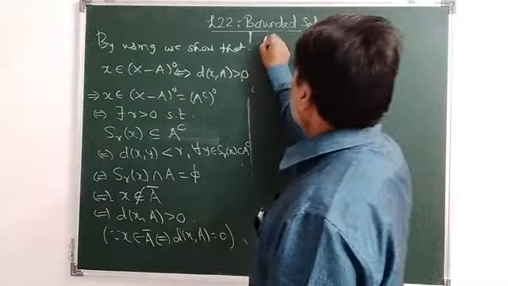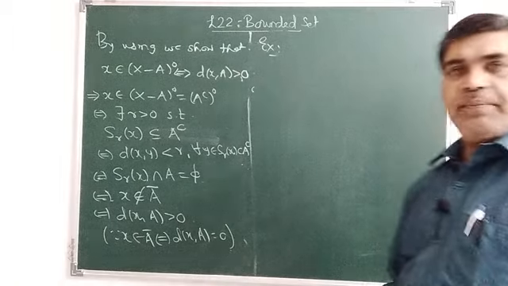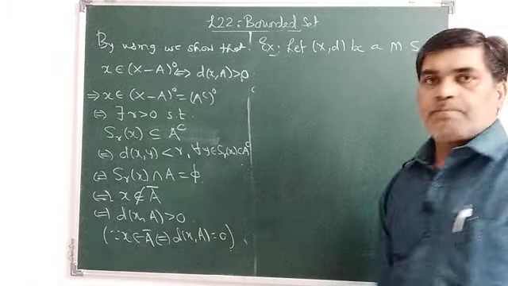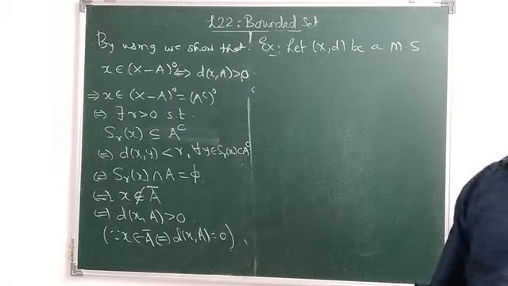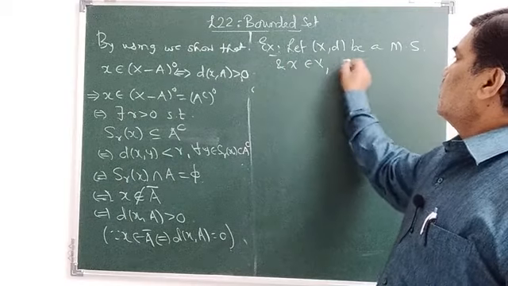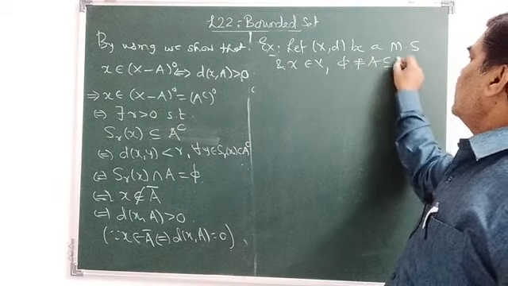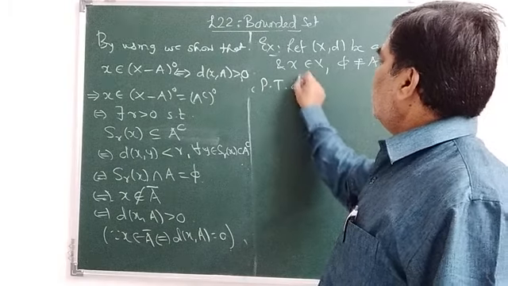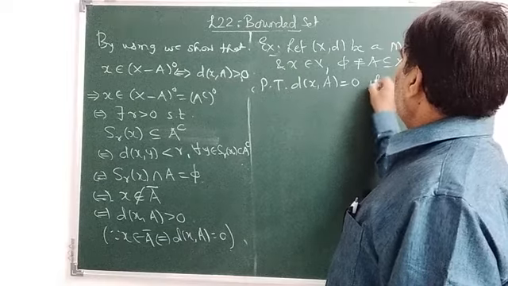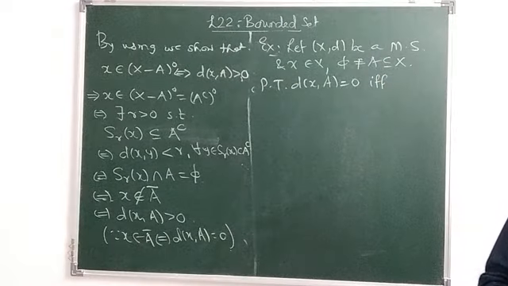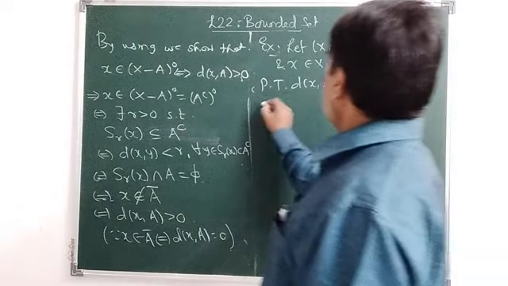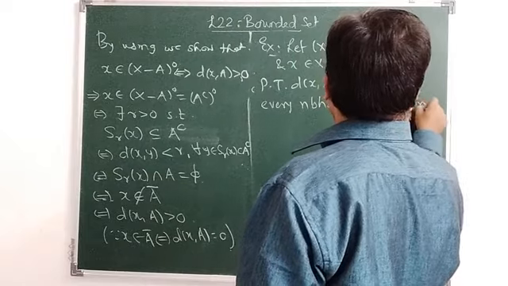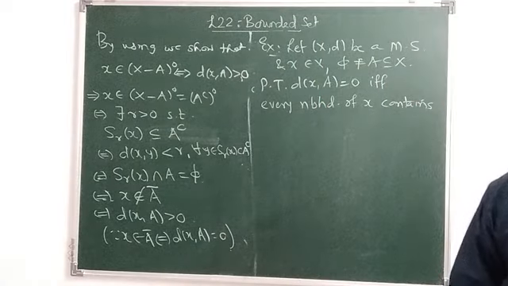If possible, we'll complete this example. Let (X, d) be a metric space, and x belongs to X, phi not equal A a subset of X. Prove that d of xA is equal to 0 if and only if every neighborhood of x contains a point of A.